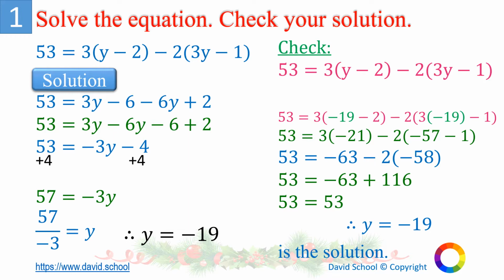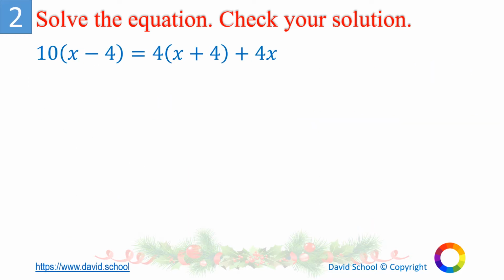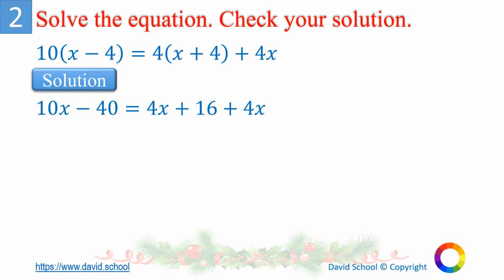Let us see one more example. 10 times x minus 4 equals 4 times x plus 4 plus 4x. We have parentheses on both sides of the equation. Let us use distributive property and simplify this first. 10x minus 40 equals 4x plus 16 plus 4x. And then we simplify 4x plus 4x on the right side, which is 8x.